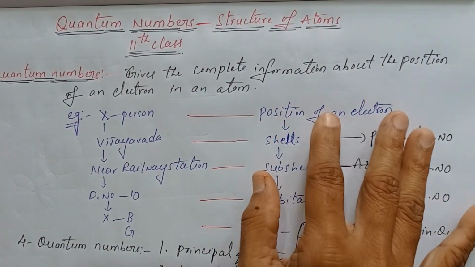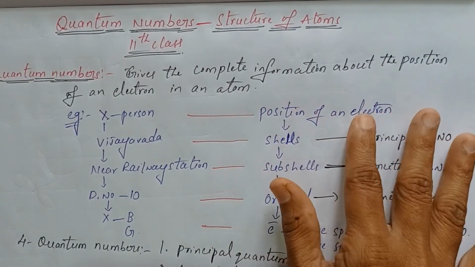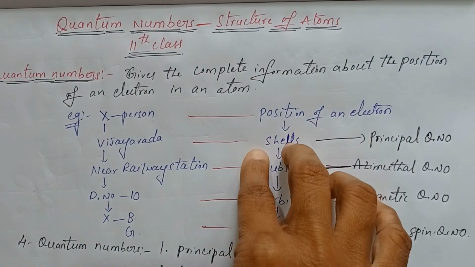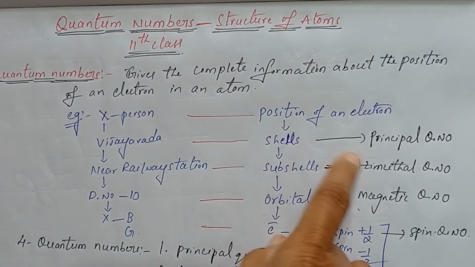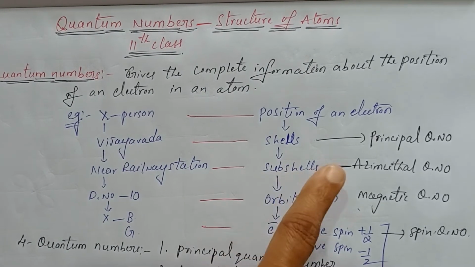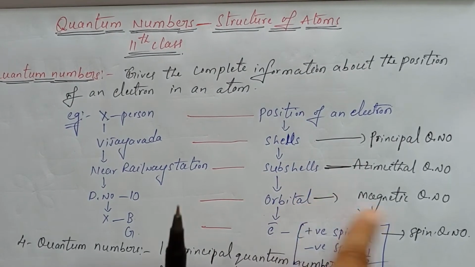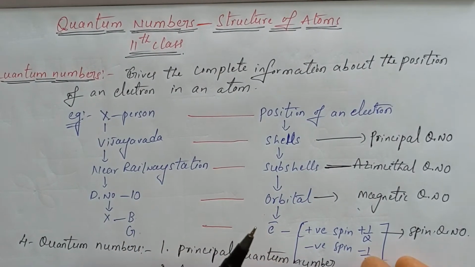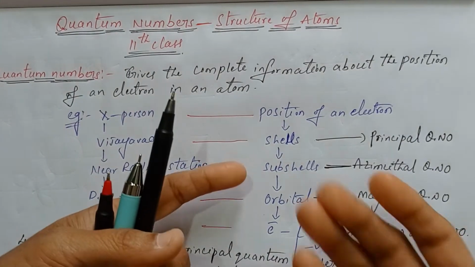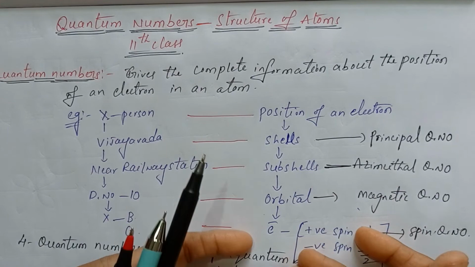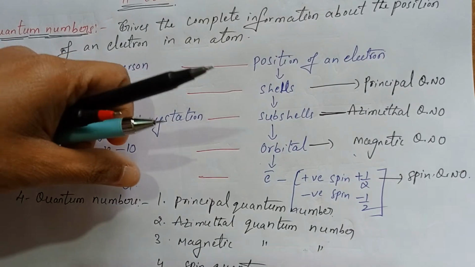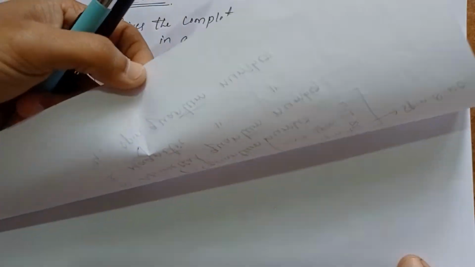Okay, now see, students, we have to find the position of an electron in an atom. The electrons are present in shells. In which subshell is the electron present? That is subshells. And next, in that subshell, orbitals will be there. In which orbital is the electron present? In that orbital, is the electron positive spin or negative spin? This is shell, subshells, orbitals, electrons. So total 4 quantum numbers are there, and now I am going to discuss these 4 quantum numbers.